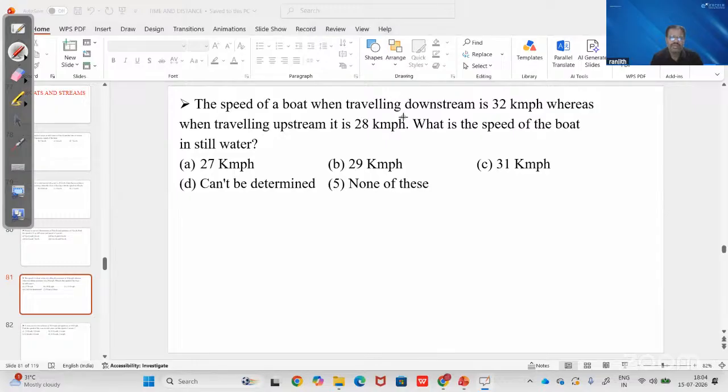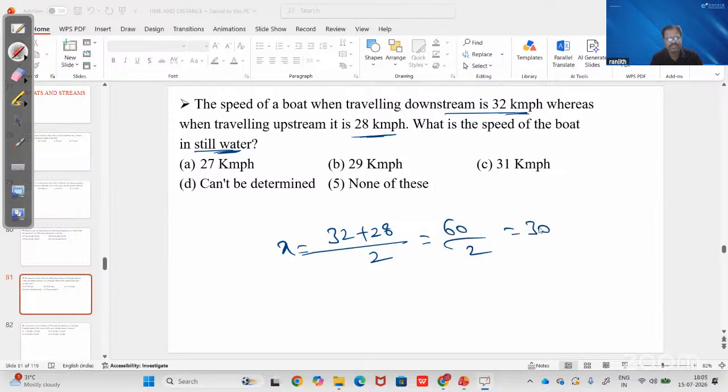Speed of boat when traveling downstream is 32 kilometers per hour, whereas upstream is 28 kilometers per hour. What is the speed of the boat in still water, where x equal to 32 plus 28 by 2. So sum equal to 60, 60 by 2 equal to 30 kilometers per hour. So the answer equal to 30 kilometers per hour.